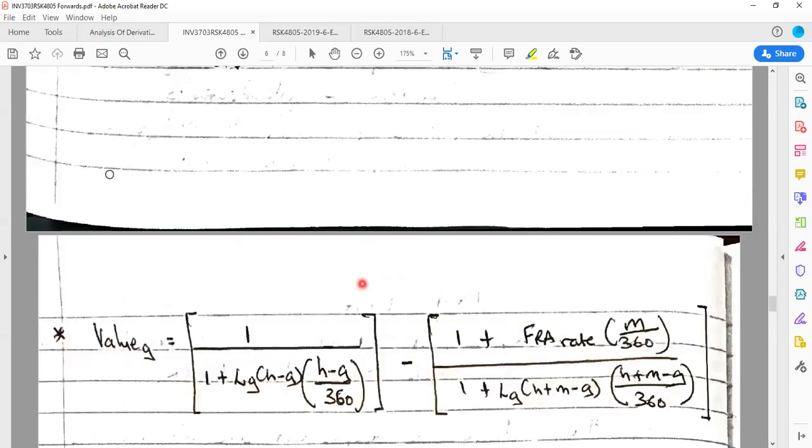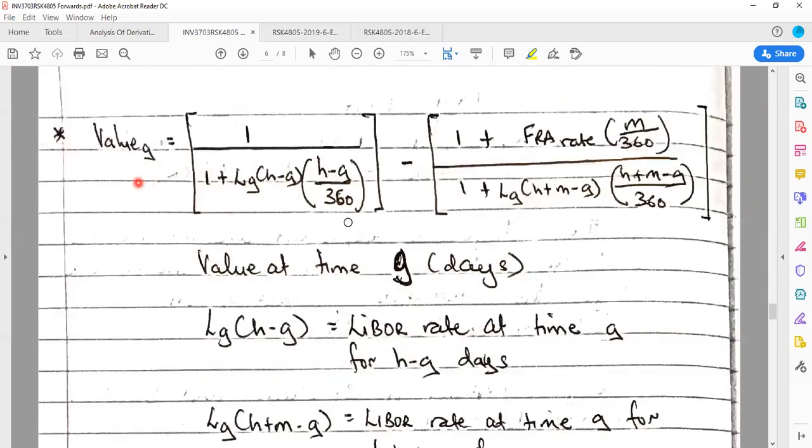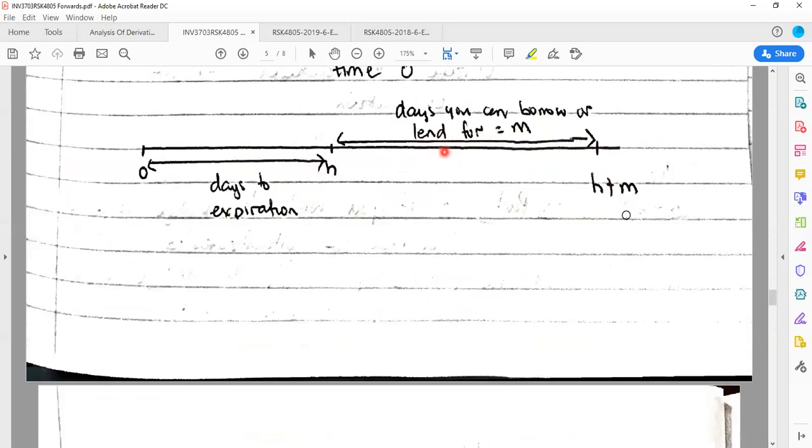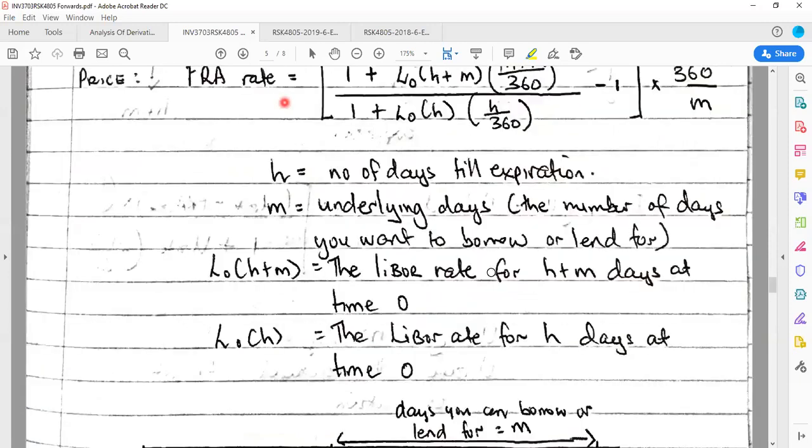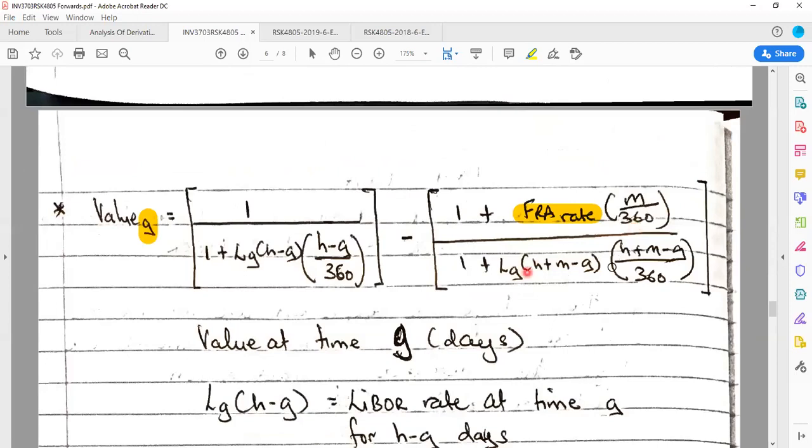Then we can also determine the value of a forward rate agreement using the following formula. So it's the value at time G. Let's say G days have passed. We use the following formula. It's 1 over 1 plus L_G(H−G) times (H−G) over 360, multiplied by 1 plus the FRA rate we calculated before, this FRA rate that we substitute here, multiplied by M over 360, divided by 1 plus L_G(H+M−G) multiplied by (H+M−G) over 360.